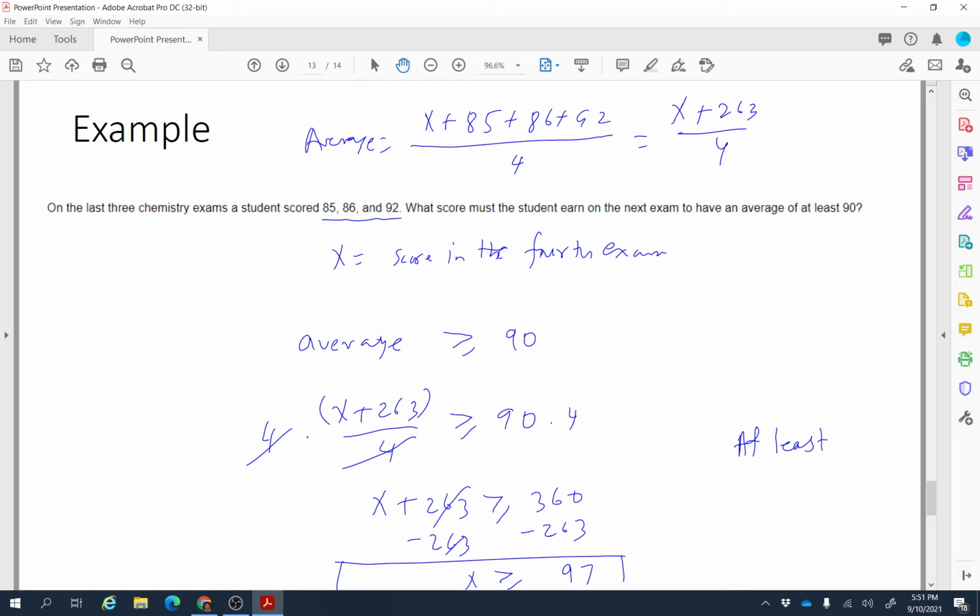So that's how we find it. At least the student needs 97 in the fourth exam to make the average at least 90. Okay, so that's the application problem for this section.